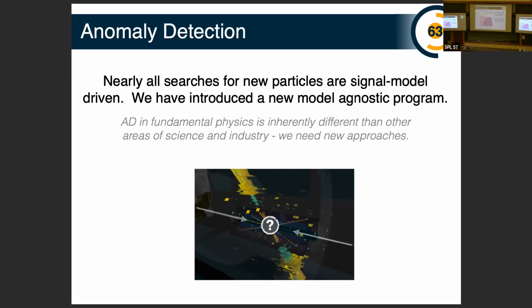What's the question mark? And anomaly detection in fundamental physics is inherently different than anomaly detection in other areas of science and industry, because we're at the point in our field where I can't look at a single event and say, this is new physics, Nobel Prize for you. Instead, we're at a stage where only in context can you tell there's something new. The example I like to give is, it's not like flying elephants.